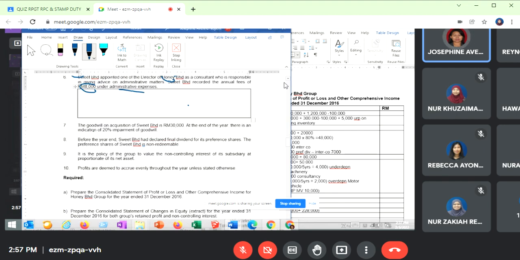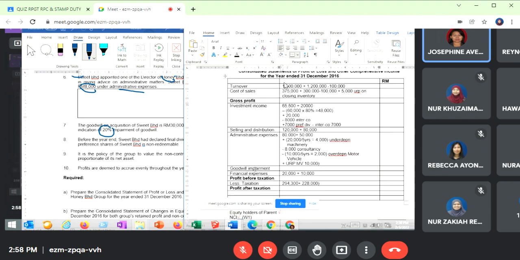Now, number 7, the goodwill on acquisition of Sweet is 30,000, but at the end of the year, we have an impairment of 20%. So you just take this 20% times 30,000, and the impairment loss you can recognize as an expense for the year. So you have here goodwill impairment. That is the calculation, and then you will put the figure here.